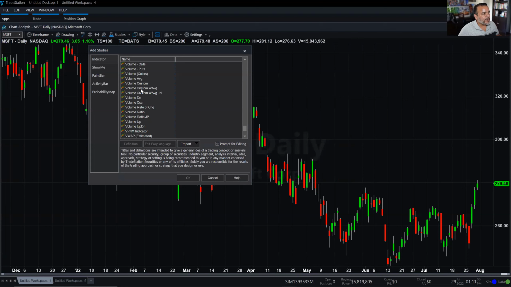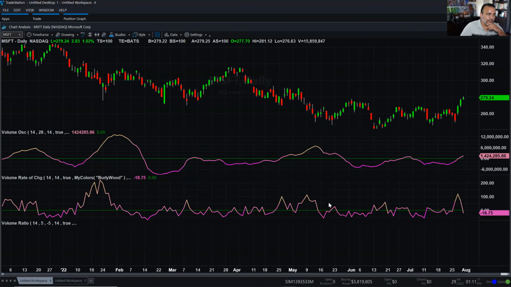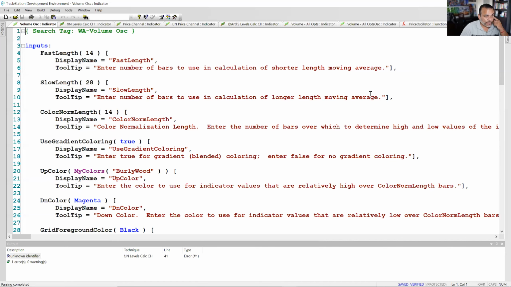So we talked about custom down, volume oscillator, and volume rate of change, and volume ratio. These are very similar to the oscillator and the rate of change that we saw for the options volume indicator. But it's, of course, calculated on volume, not options volume, but just regular stock volume. So notice how the oscillator looks very similar. If we were to open the EasyLanguage code for each one of these, you're going to see that it looks very similar.